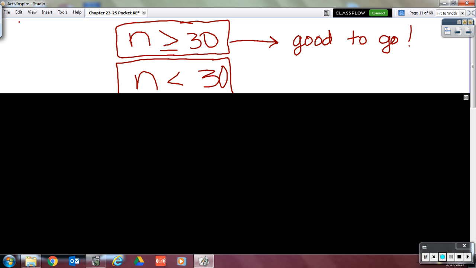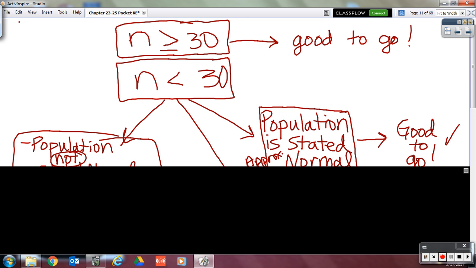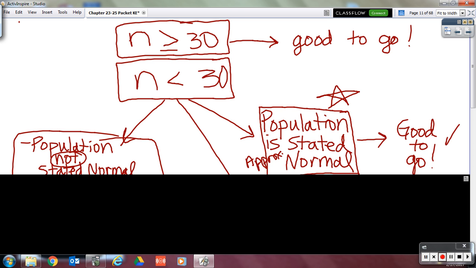So no problems there. Let's now address what happens if n is less than 30. Okay, so now we have to think a little bit harder if it's okay to do a test. What's our first option that makes it really easy? If they tell us what? Okay, good. If they tell us this right over here, if they say that the population is stated to be normal or approximately normal, then yay, we're good to go. Okay, so that's our hope, our next hope.